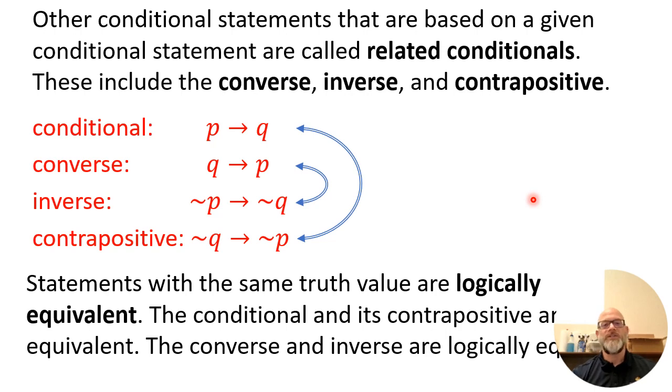All right. Other conditional statements that are based on a given conditional statement are called related conditionals. These include the converse, the inverse, and the contrapositive. All right, read this with me. Conditional: if P, then Q. Converse: if Q, then P. Inverse: if not P, then not Q. Contrapositive: if not Q, then not P.